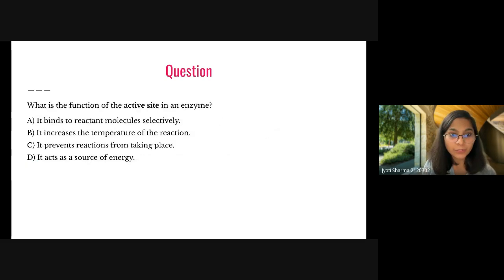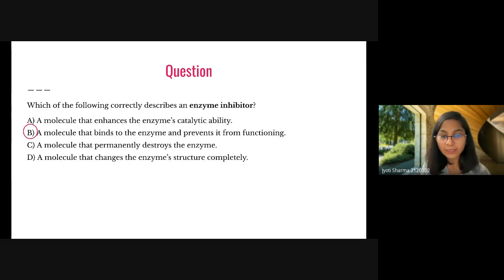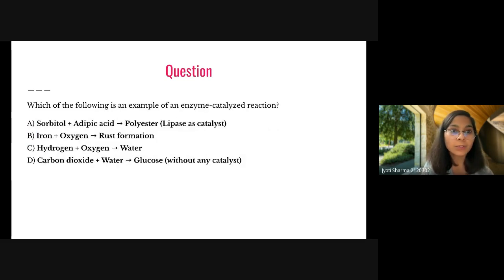This one is not important. Then, what is the function of the active site in an enzyme? It binds the reactant molecule selectively. These are some questions on enzymes. You can go through my slides and see the answers and the questions that I have already made. So let's complete this.